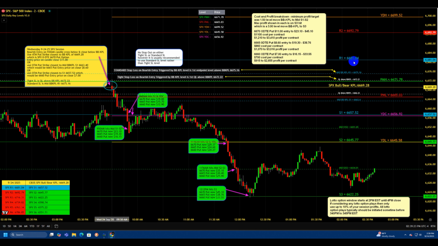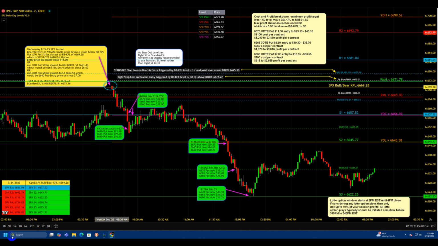The levels above the BBKPL are your take profit targets for bullish entries that are triggered from the bull bear KPL, otherwise known as the BBKPL. Conversely, the levels below the BBKPL are your take profit levels for bearish entries triggered from the BBKPL level.